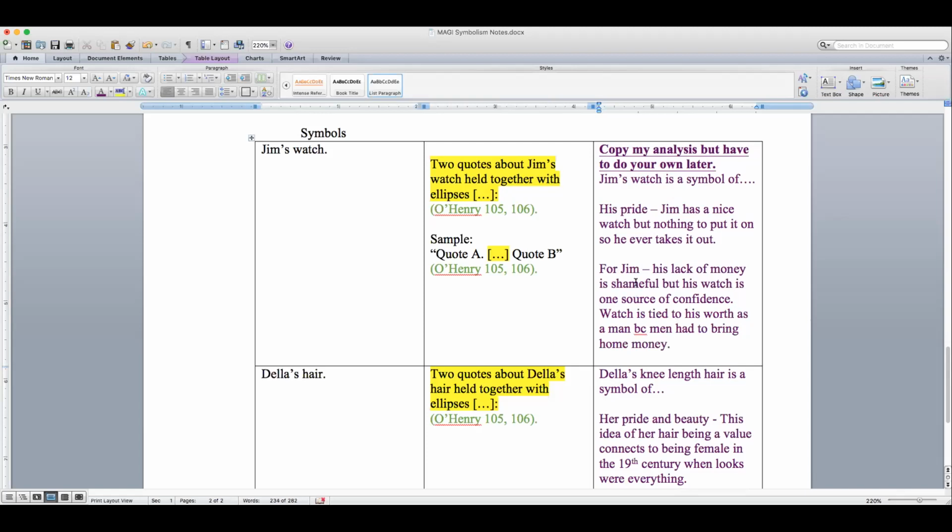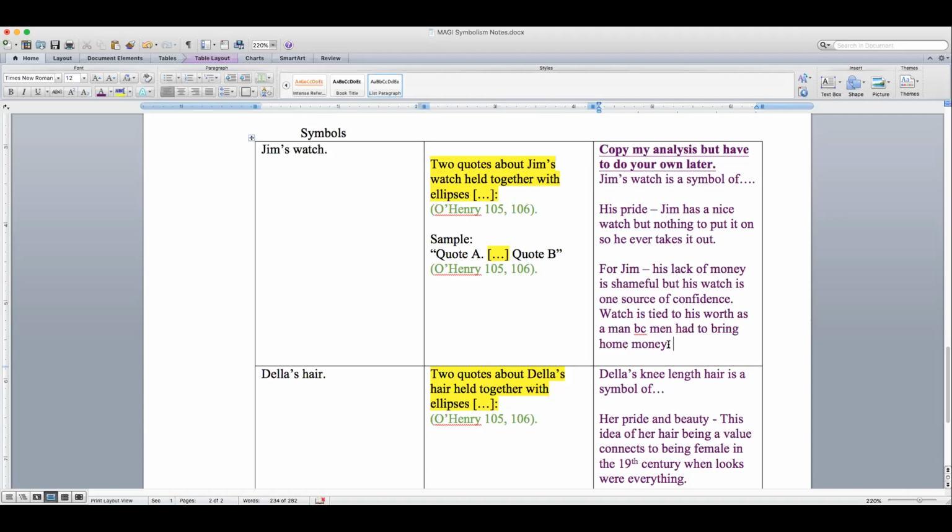And that then would be my analysis of the watch, and how maybe I talk about how he is embarrassed by how the watch doesn't have a chain, but that the watch itself is rich and prideful, and how that represents how he is a man with not a lot of money, but he is, as a man, a strong, hardworking, good person, which is ultimately why Della decides to sacrifice for him, right?